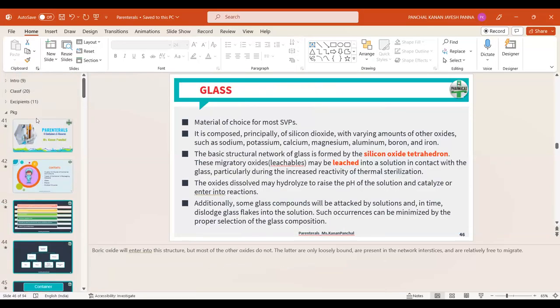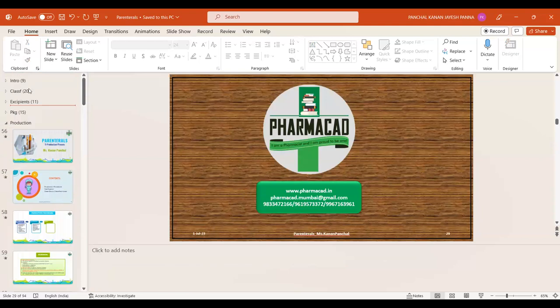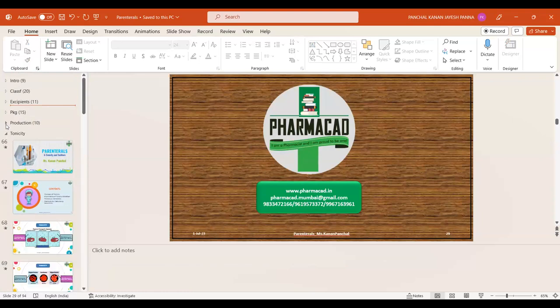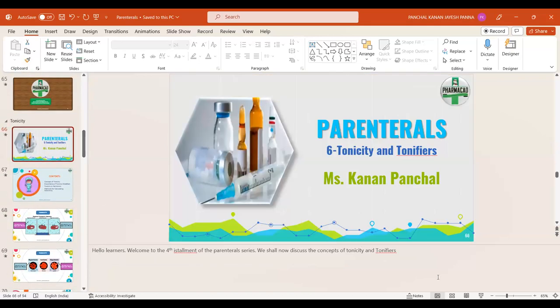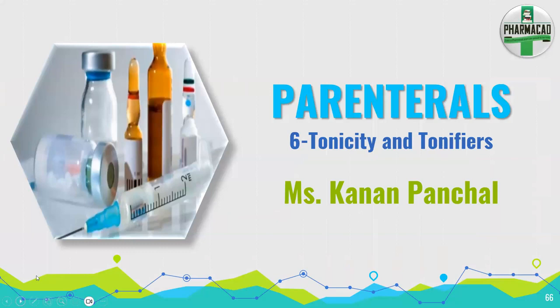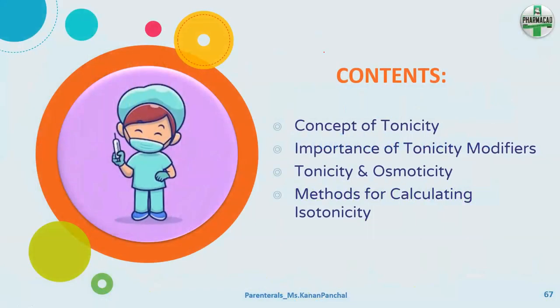So this was about your packaging. So humne ye sab cover kar diya, right? Introduction, classification, excipients, packaging. Production we'll do next class. Production and testing. Now we'll start with the tonicity. This is one important concept. I hope you all have your scientific calces and book and pen for numericals, right? Okay, fine. So these are the contents which we'll be going through. Concept of tonicity, importance of tonicity, tonicity and osmotic pressure kya hota hai, iso-osmotic kya hota hai, and methods for calculating isotonicity.